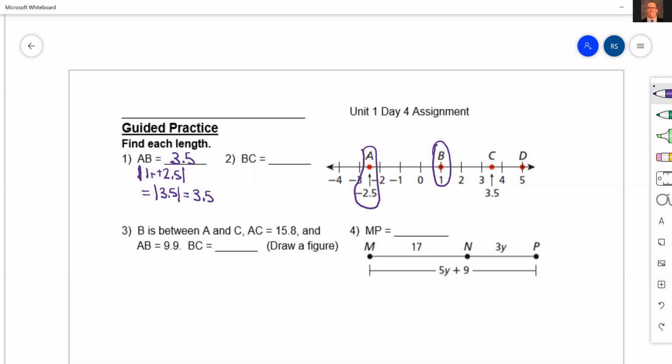Okay, number two, BC. So we're dealing with B again, and then we're going to C this time. So I'm going to do the absolute value of 3.5 minus 1, which equals the absolute value of 2.5, which is just 2.5.